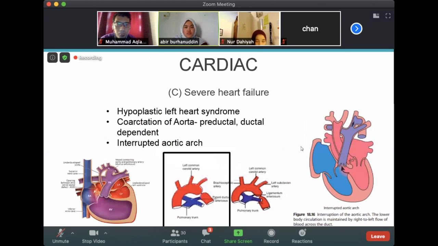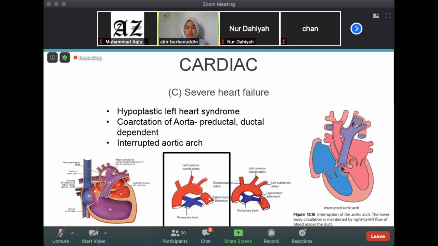Then for severe heart failure, it can be due to hypoplastic left heart syndrome or coarctation of the aorta. So coarctation of the aorta that causes cyanosis is preductal. You can see here, preductal coarctation of the aorta, and this preductal type, also known as infantile type, depends on the ductus arteriosus, so that the blood from the pulmonary trunk goes to the systemic side.